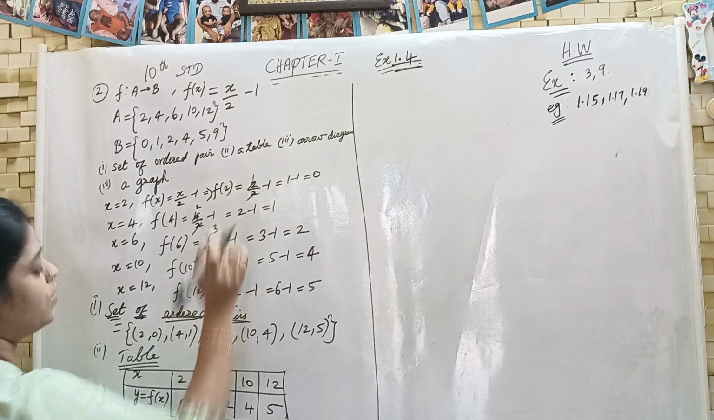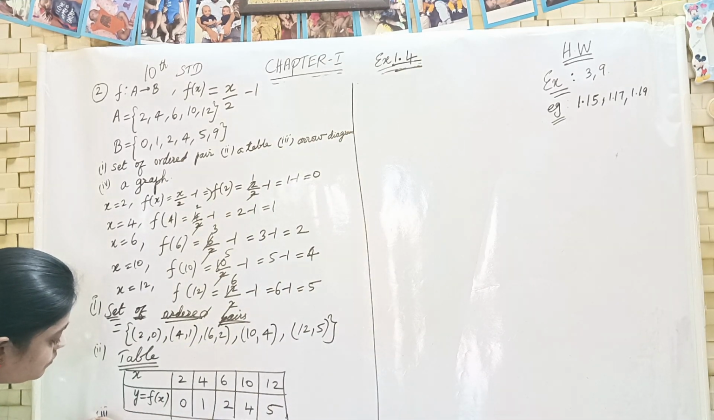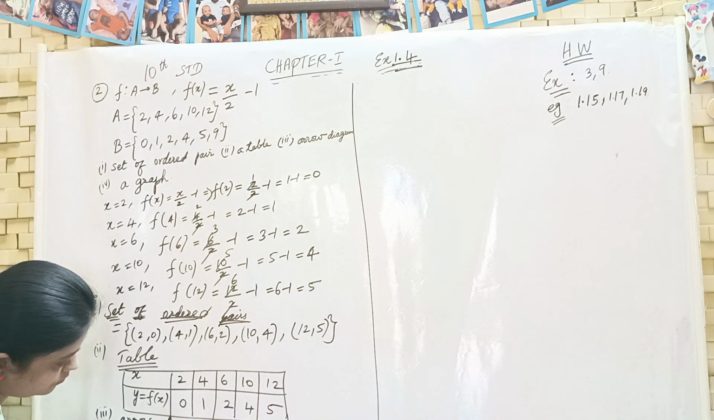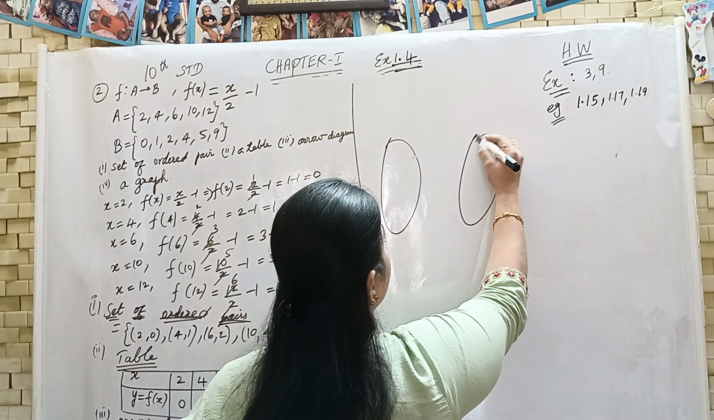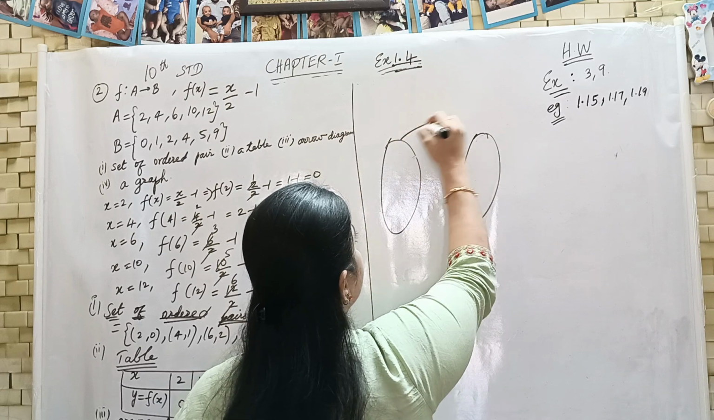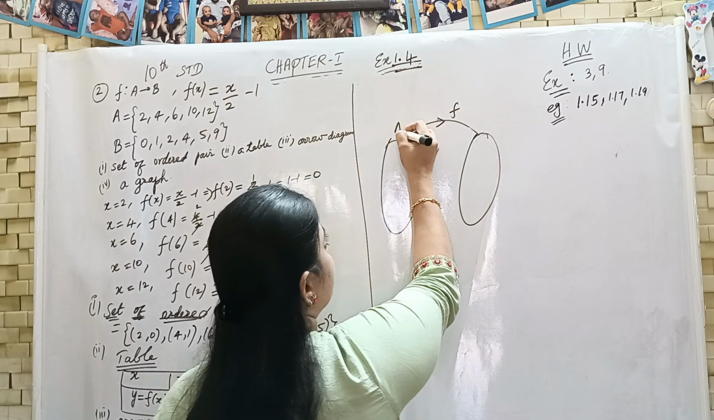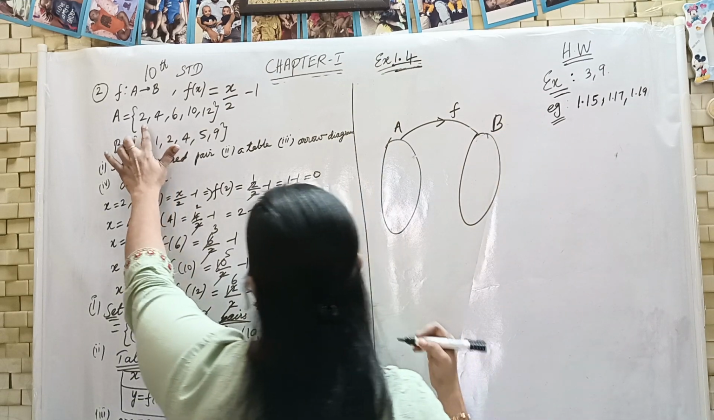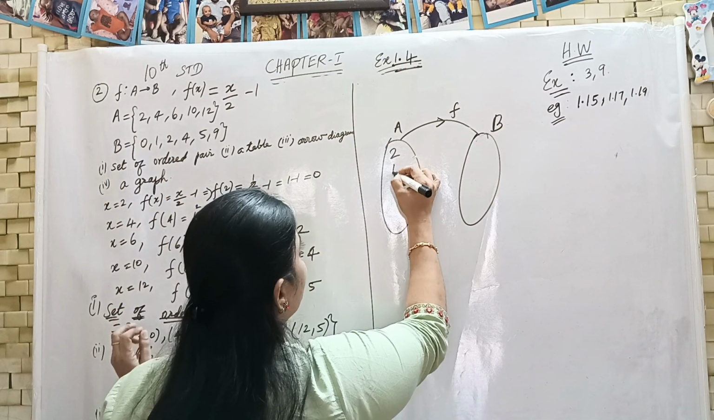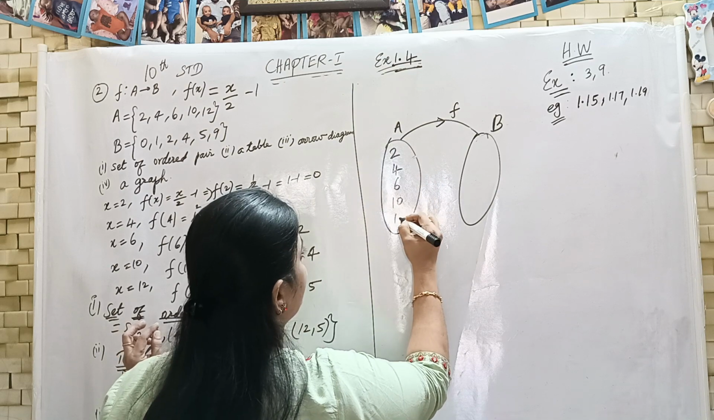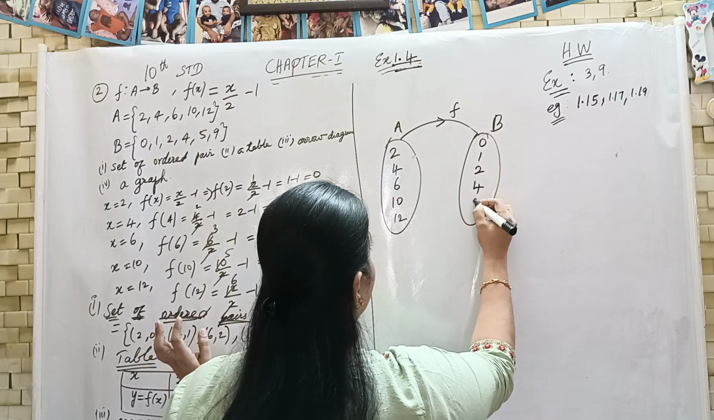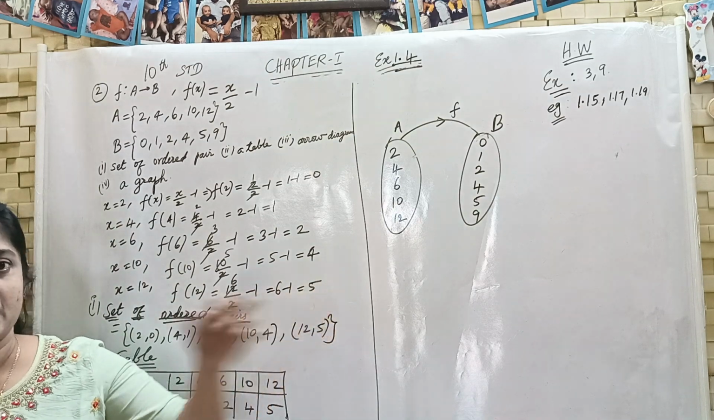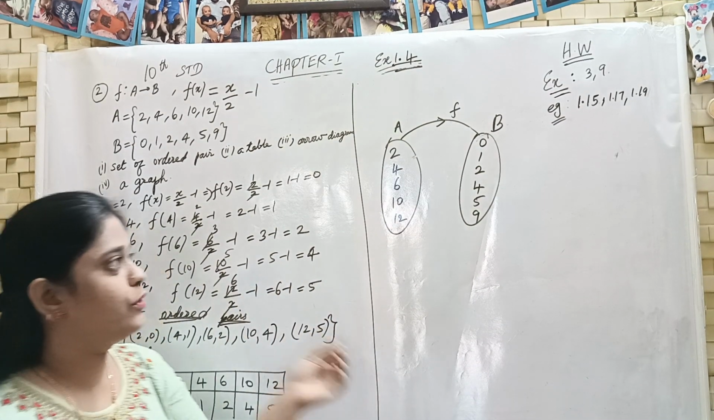Number 3, arrow diagram. So arrow diagram, so it is function f, it is domain, it is codomain. A oda values in the domain 2, 4, 6, 10, 12. B oda values in the codomain 0, 1, 2, 4, 5, 9. It is an arrow diagram. It is just you have to mark the values mapping.